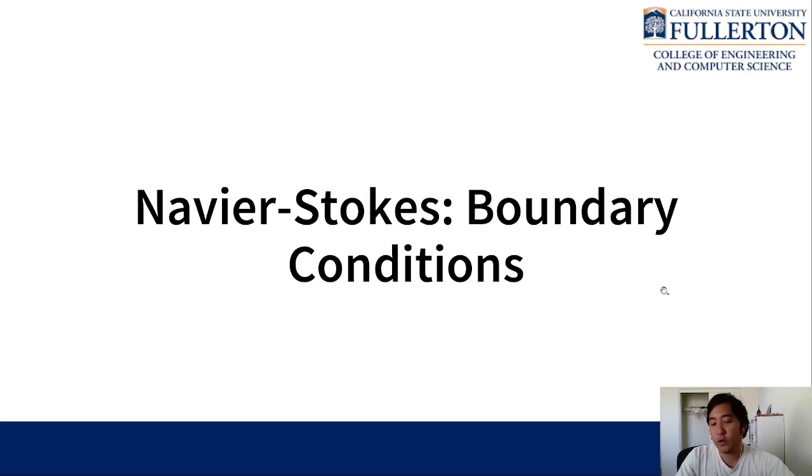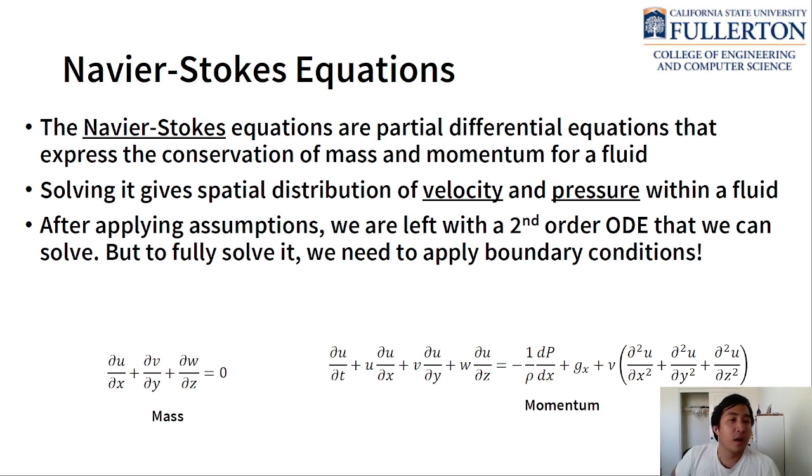Okay, so in this video we're going to be reviewing how to apply boundary conditions, or what the boundary conditions are for the Navier-Stokes equations. The Navier-Stokes equations are our partial differential equations that express conservation of mass and momentum for a fluid. And if we can solve these equations, we're able to get spatial distributions of velocity and pressure, right?